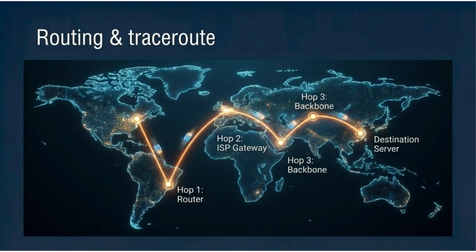If your connection is slow or dropping, you need to know where the bottleneck is. Traceroute maps the journey of your packet as it hops from router to router across the internet. It shows you every stop along the way. If the connection times out at hop number 3, you know exactly which ISP or router is dropping your traffic, proving it's a network issue and not your server.